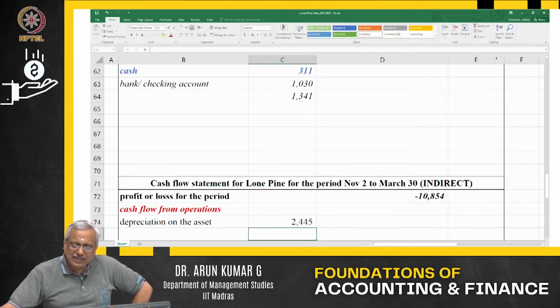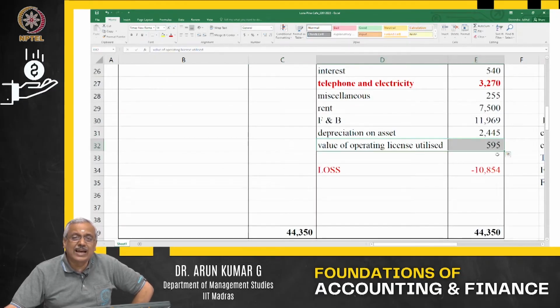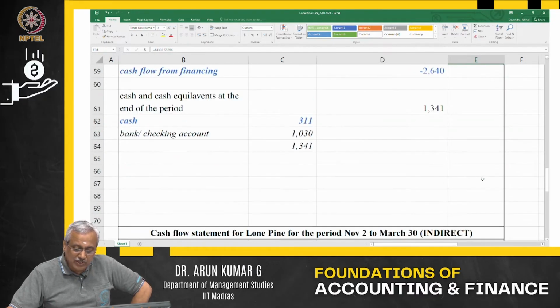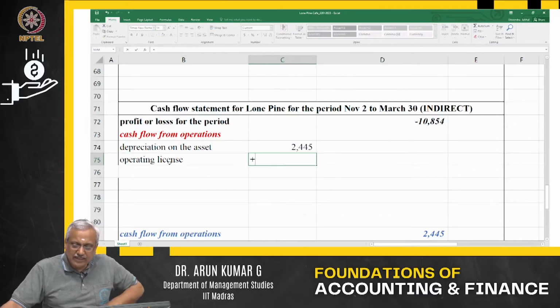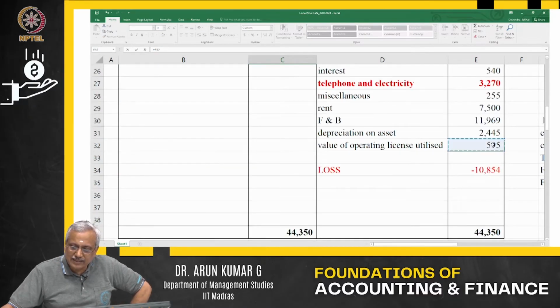Now, what is the other expenditure you have added in this particular case? The operating license that you have utilized, $595. You have utilized an operating license of $595, but is there a cash outflow? There is no cash outflow. Because you have deducted this as an expenditure, you have got this profit. Now, I need to know what is the cash. So add back the operating license amount.